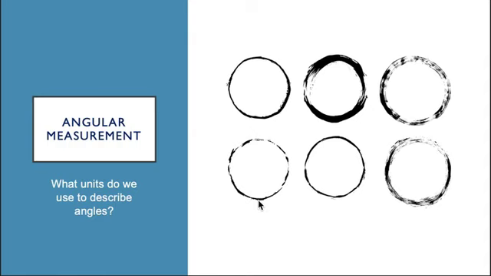So this is what we've looked at then. We've looked at angular measurement, and we've looked at what units we use to describe angles. We've talked a lot about radians and how we can convert between radians and degrees. That's it for now.